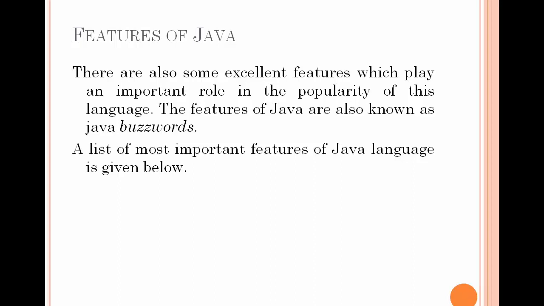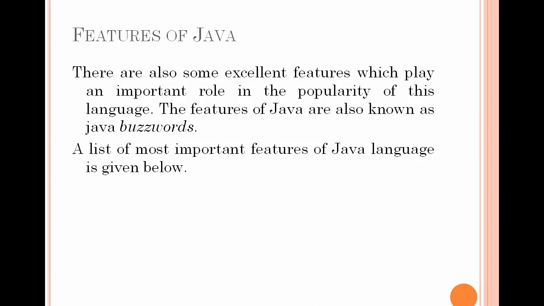Features of Java. The primary objective of the Java programming language's creation was to make it a portable, simple, and secure programming language. So these are the primary objectives of the Java programming language. Apart from this, there are also some excellent features which play an important role in the popularity of this language.